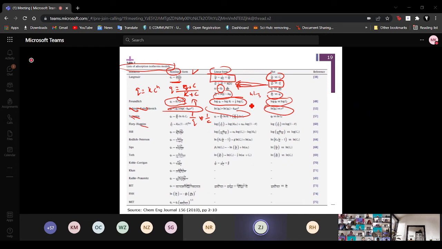Sampai you dapat linearized equation. No need to linearize it, because they already produce it for you. And what plot that you need to plot, okay, the graph that you need to draw. Alright, so this is just for your references.